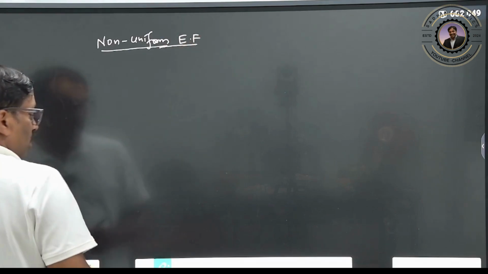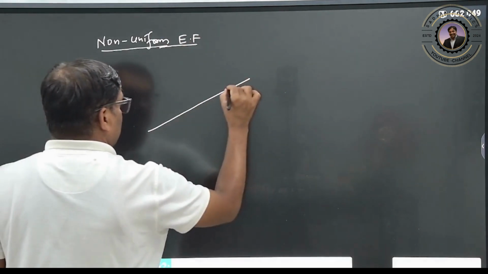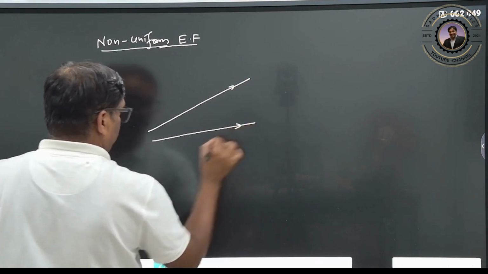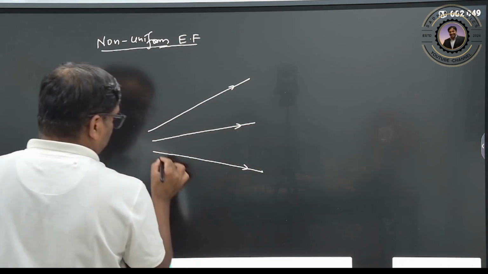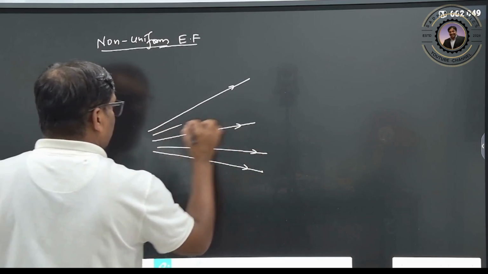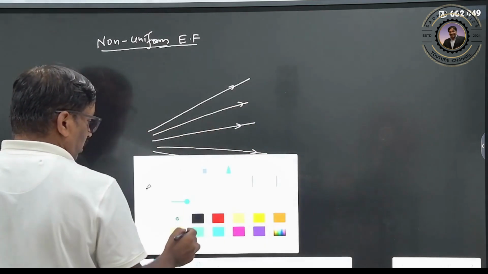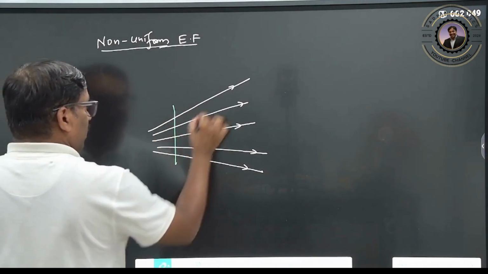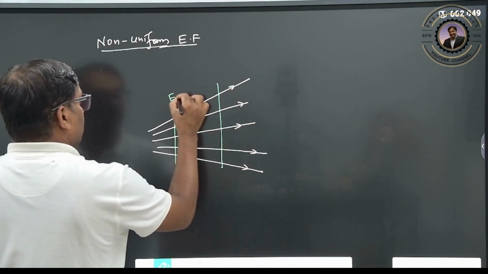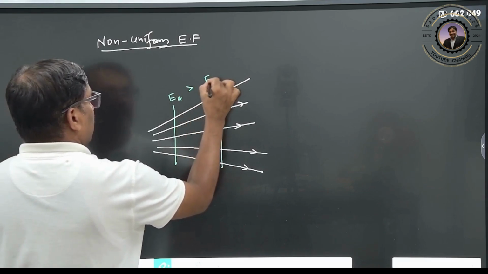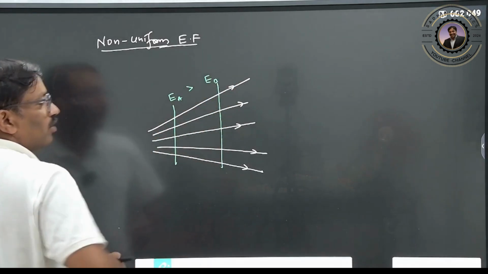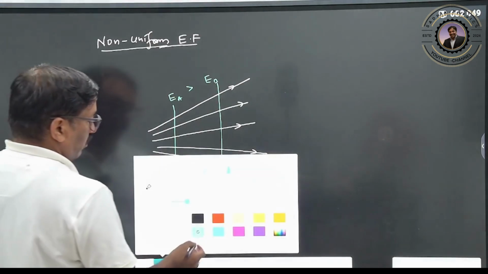Clear? So what does a non-uniform electric field mean? It is like this. What is this field now? This field is nothing but a diverging field. Diverging field means that at A, the electric field at A is greater than the electric field at B. So the electric field is not uniform here.